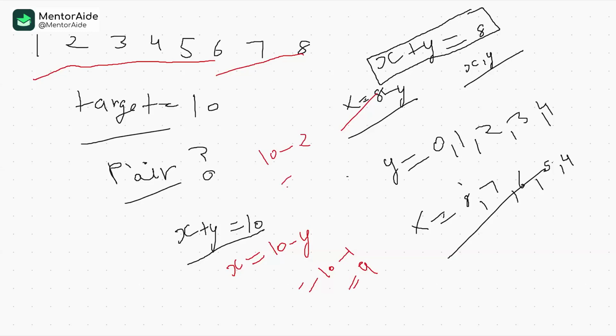10 minus 2 will give us what? Eight. Does 8 exist in the given array? Yes, sir. So the pair we came up with is 2, 8.